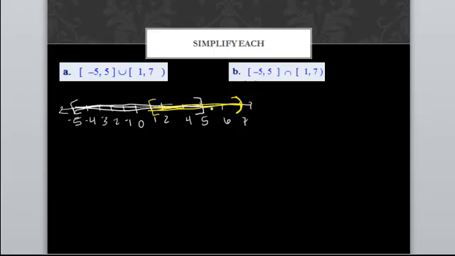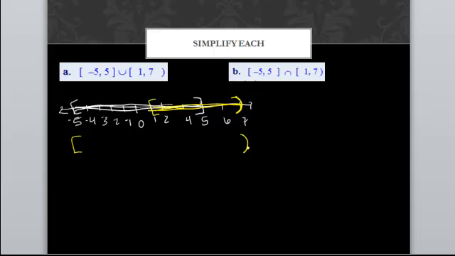Okay, hopefully you can see the difference in those two colors there. This is to find the union of those two sets. Remember, the definition of union is everything that is contained in both of them together. You just throw everything together. Well, if you do that, it would start from -5 and it would stop at 7.